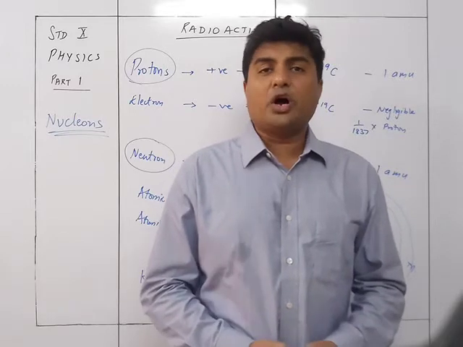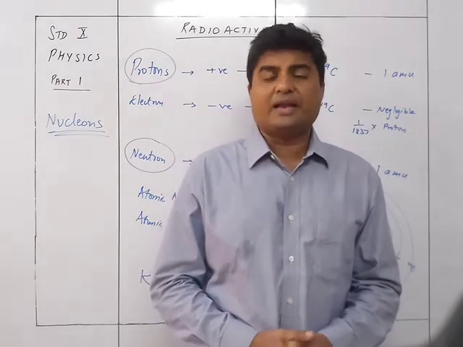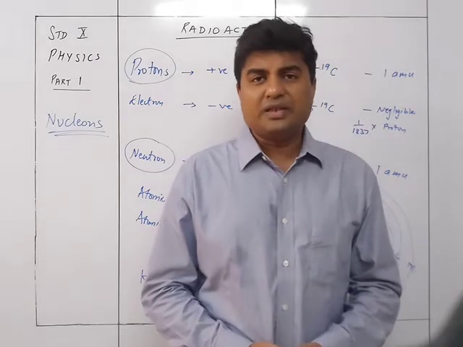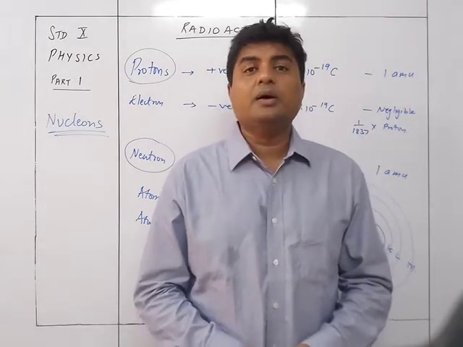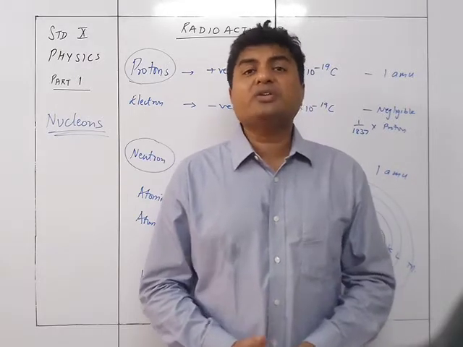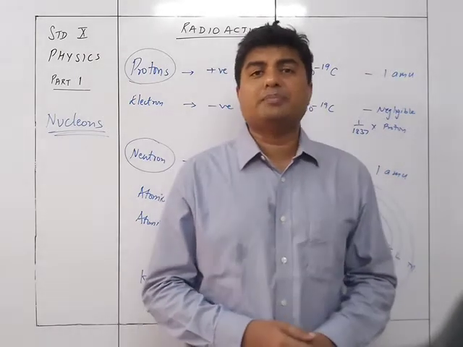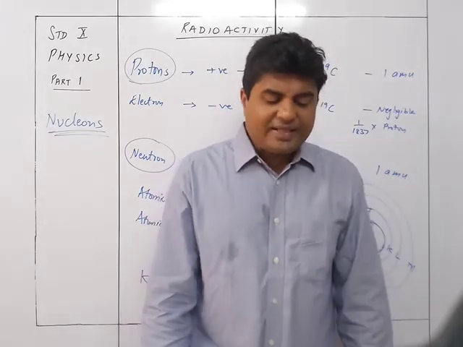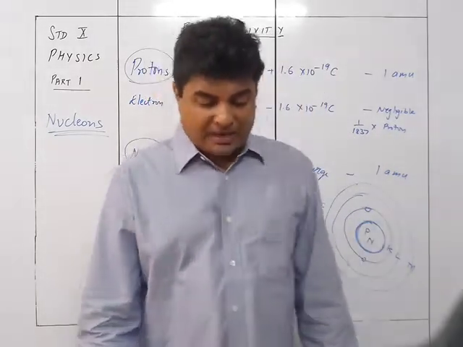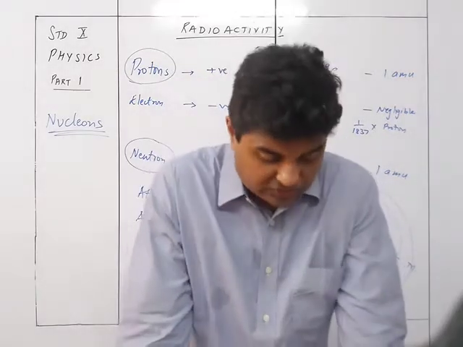Hence the atomic mass, or the mass of the atom, is equal to the mass number, which is nothing but the number of protons plus the number of neutrons present in the nucleus. That means the mass of the nucleus is considered as the mass of the atom. Thus we can define the atomic number and mass number as follows.